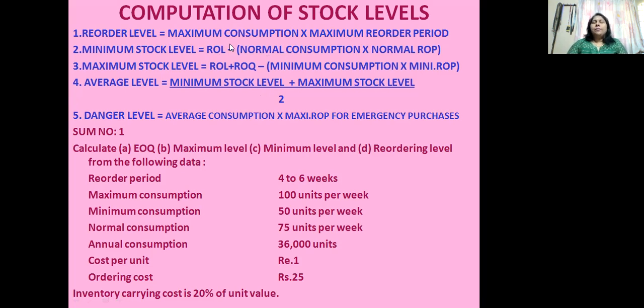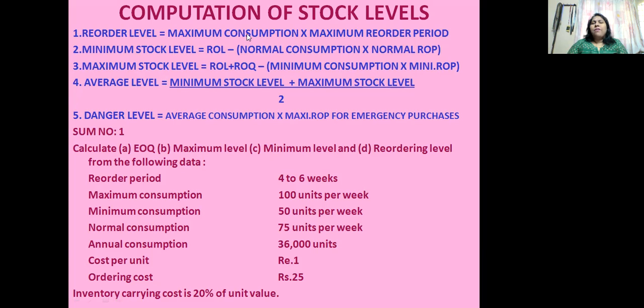It will be easier to have a strategy to recall the formulas. The minus sign will appear before the brackets. Okay, then we'll go to the maximum stock level. Reorder level, you can add one more thing, reorder quantity. What is another name for reorder quantity? EOQ. Okay, so minus minimum consumption into minimum reorder period.